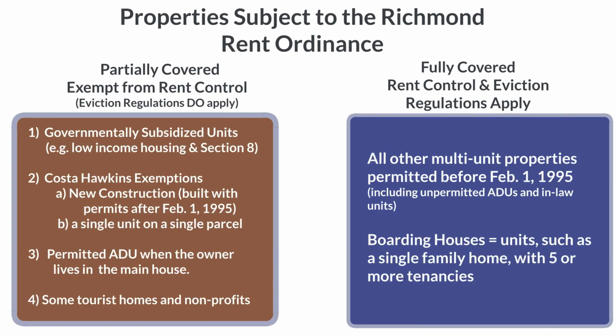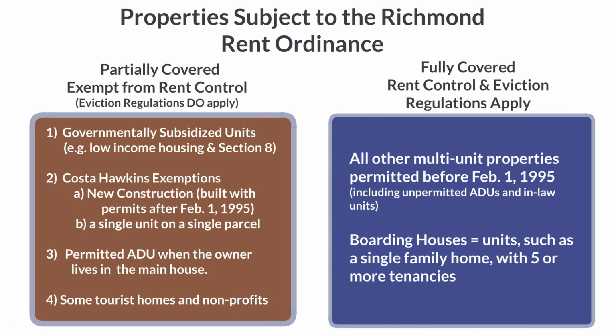The most significant exemptions are the following: rental units which are owned, operated, or managed using government subsidies, including low-income housing units and Section 8 units. Exemptions created by Costa-Hawkins, which includes new construction, defined as permitted structures built after 1995, and single units on a single parcel. Please note that unpermitted ADUs and in-law units cause those properties to be multi-unit properties, and so they may fall under rent control. If you are uncertain if rent control applies to your unit, please contact the rent program.